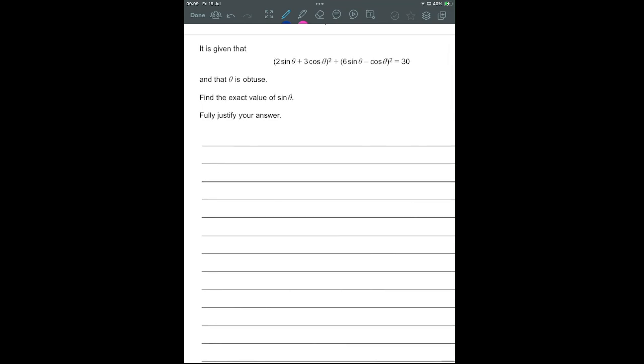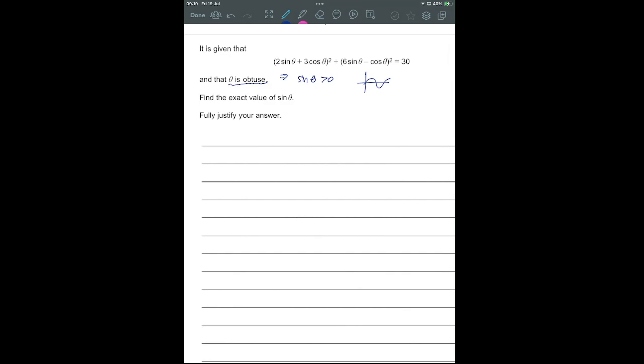Question 6. It's given that equals 30 and theta is obtuse. That's going to be interesting. If theta is obtuse, that means that sine theta is going to be negative if you consider the... no, it doesn't. Sine theta is still positive for obtuse angles, but cos theta would be negative. So we just need to... That doesn't seem like it's going to come into play then, except just choosing the positive square root at some point. But let's give it a go.